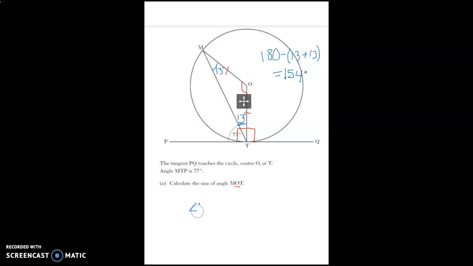We can write this like angle MOT equals 154 degrees.